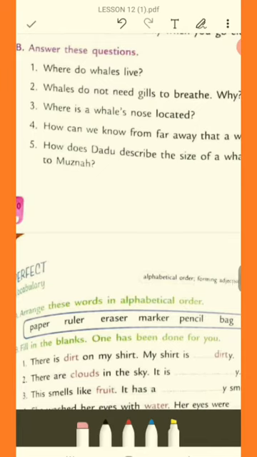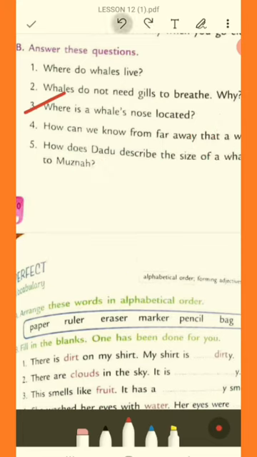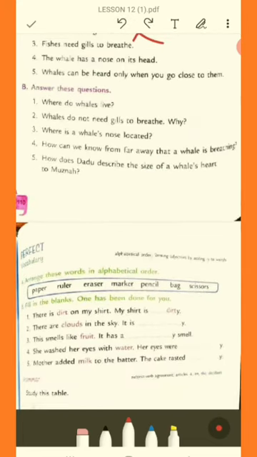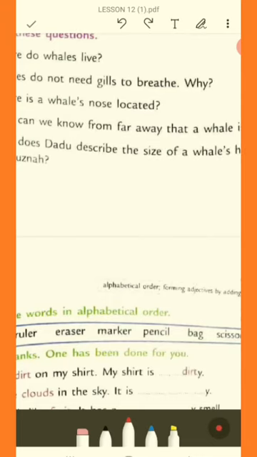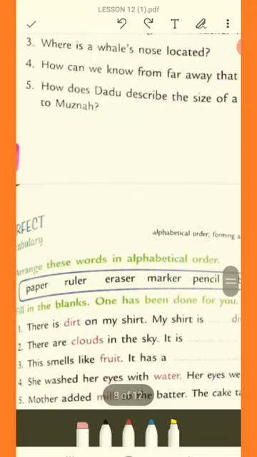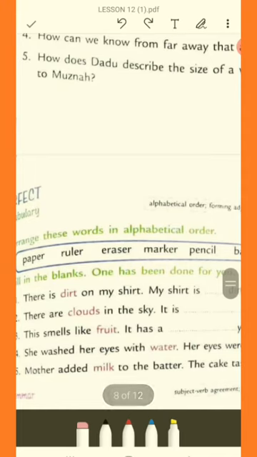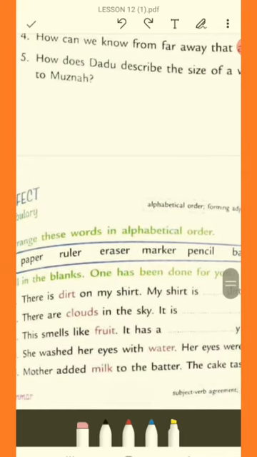What will we see? Because they are mammals and they breathe with their nose. Okay. Where is a whale's nose located? What will be the answer? A whale's nose is located on its back. Okay. Four. How can we know from far away that a whale is breathing? Its sound is so intense that it can be heard from a far distance also, right? How does Dadu describe the size of a whale's heart to Mazna? Dadu says that Mazna can sit in the heart of a whale, so big is the size of the heart of a whale, right?